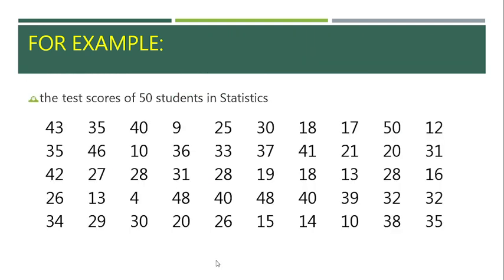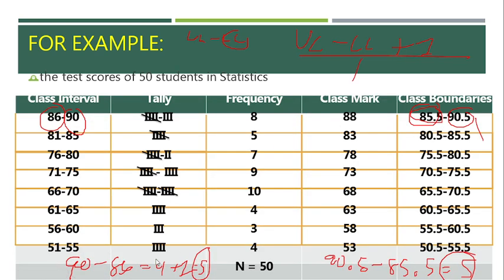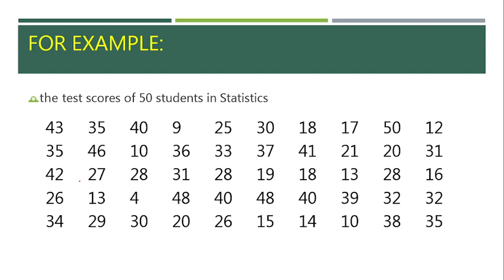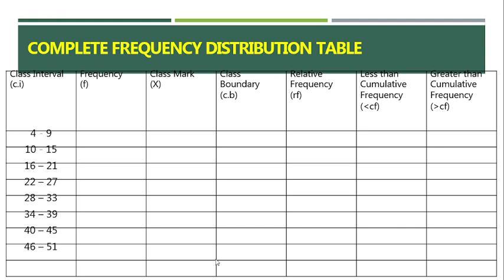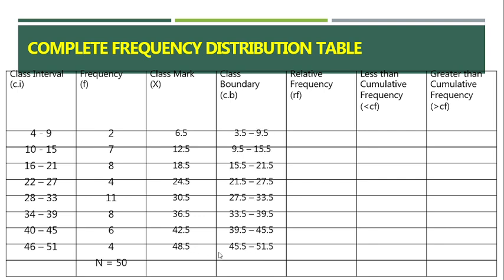Okay. So, this is another example. By the way, that is how we make the complete frequency distribution table. So, let's have this last example. The first step, again, if this is your raw data, in order for you to make it, is to put the class interval, correct? Next is to put your frequency, right? And next is to put your class mark. Next is the class boundaries.